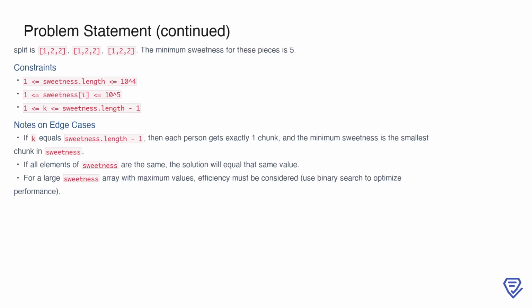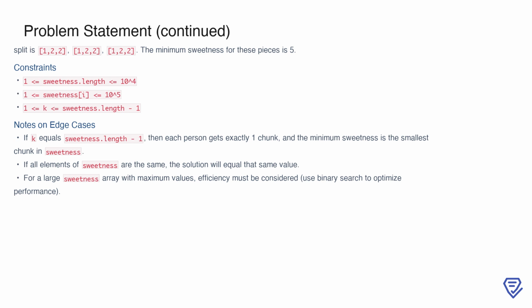Now, consider one more example where the sweetness array is 1, 2, 2, 1, 2, 2, 1, 2, 2, and k equals 2, meaning the chocolate must be divided into 3 pieces. One way to split the chocolate is into 3 chunks: 1, 2, 2; 1, 2, 2; and 1, 2, 2. The minimum sweetness of these pieces is 5, which is the maximum possible minimum sweetness that can be achieved.